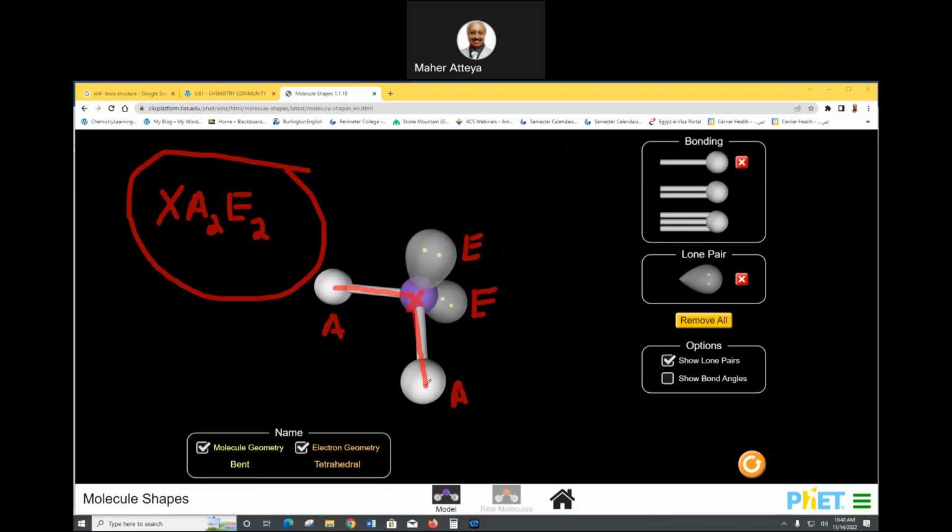But how about if I include the lone pairs? I have a tetrahedron. I'm including all those lone pairs, I have tetrahedron. If I exclude them, I have a bent, correct? With the code XA2E2.